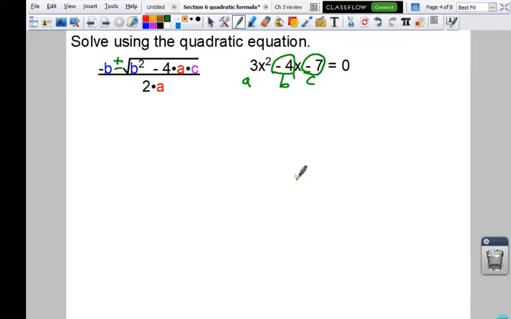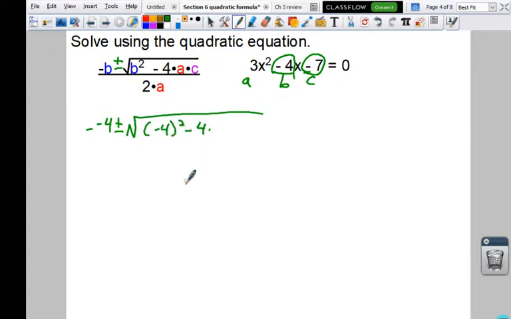Alright, so Caleb, I'm going to put in negative B, right? What am I going to write in for negative B? Negative 4. So I'm going to go negative 4, right? We'll fix it in a minute. Then I'm going to go plus minus square root. And DeAndre, what am I going to put in for B squared? You're going to put in negative 4. Alright, we're going to go negative 4 squared like that.